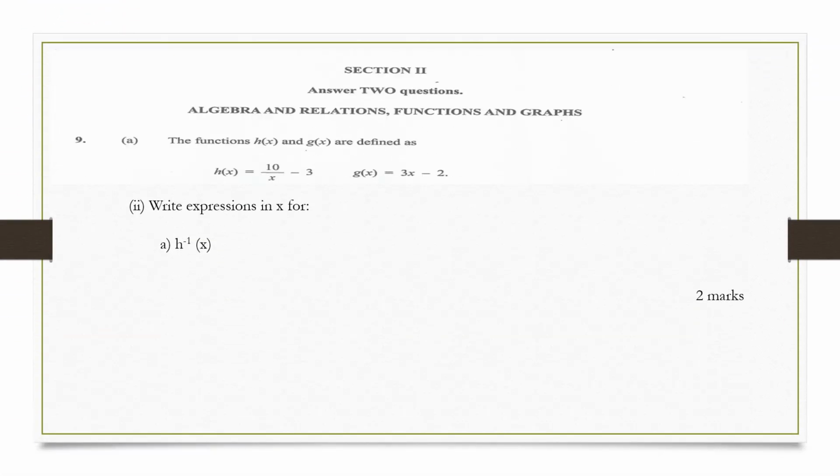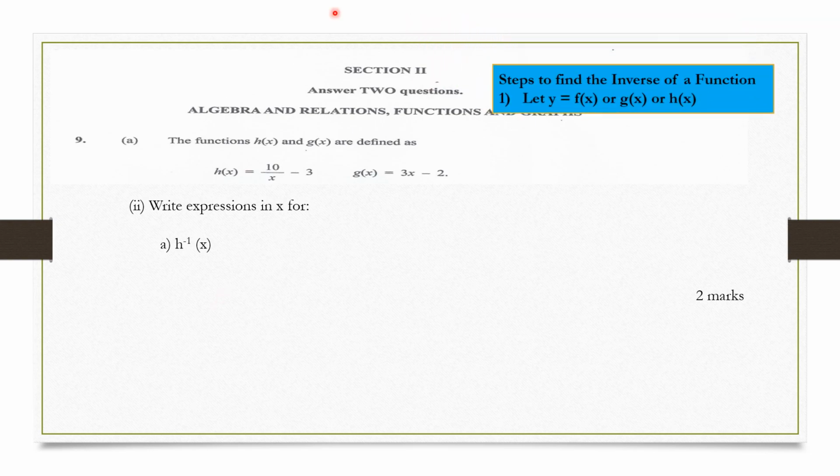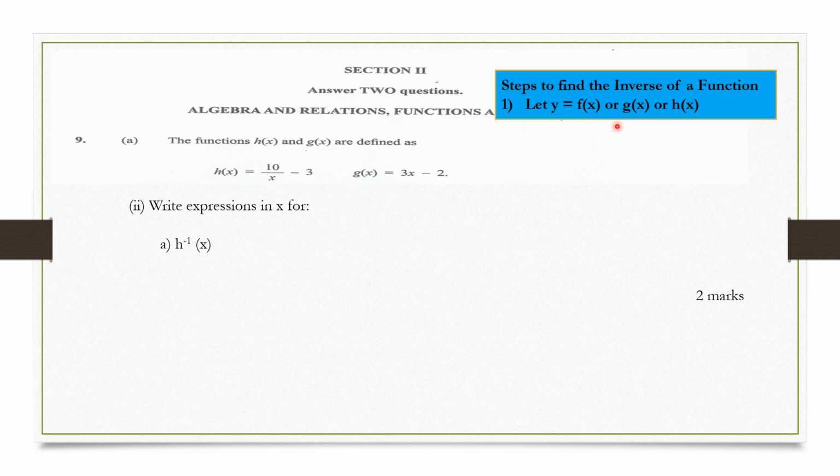Here we have part 2, which says write expressions in x for h inverse of x. So there are some steps you follow to find the inverse of any function. The first step is let y equal f of x or g of x or h of x. So let's do that. So y is equal to 10 over x minus 3, because this is the h of x function, right?